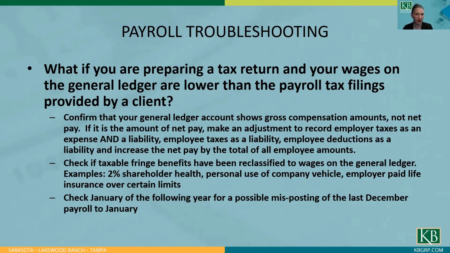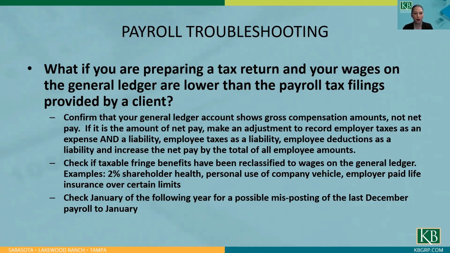If you've done that and you've confirmed that your gross compensation amount on the general ledger account is correct and does match your payroll filing, but overall it's still not quite right, you can also check your taxable fringe benefits to confirm that they have been reclassified to wages in your general ledger.